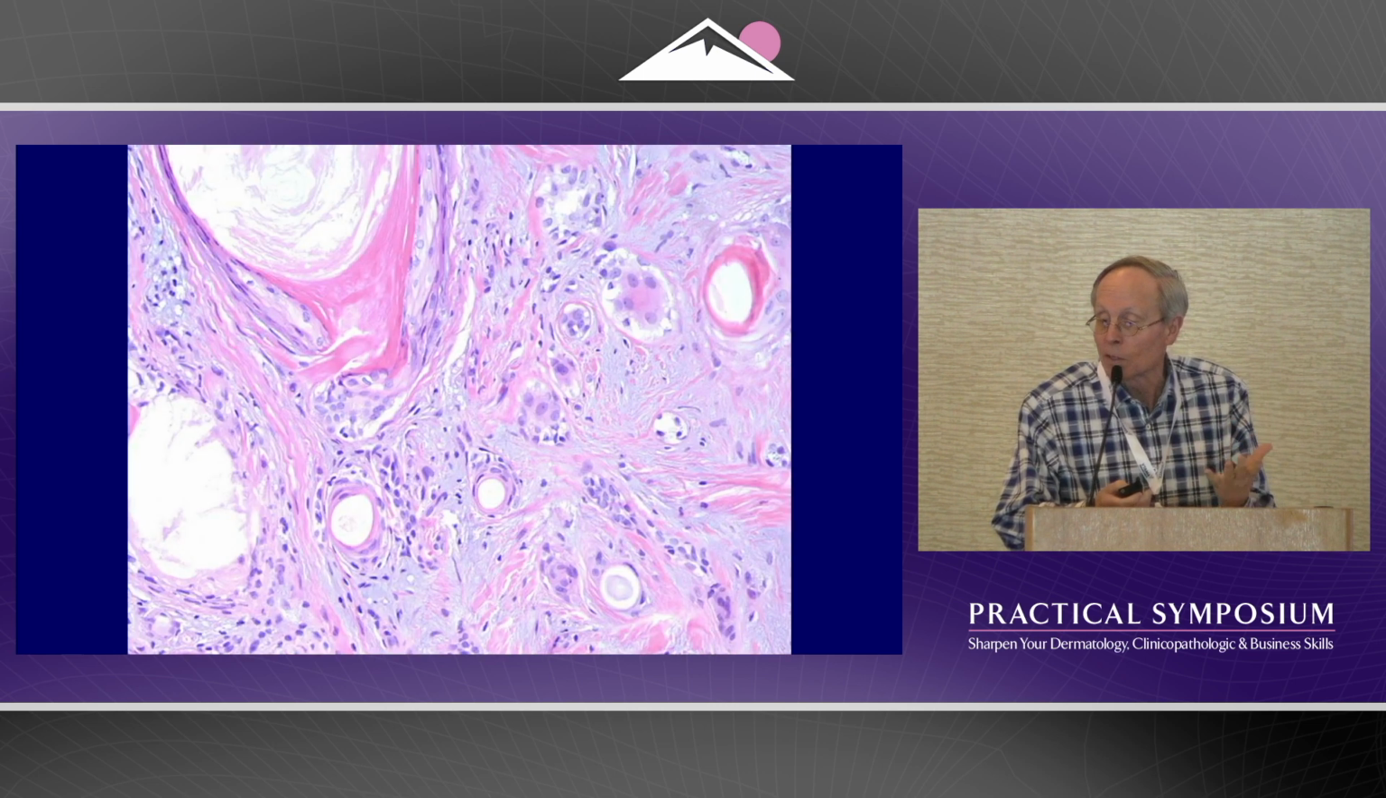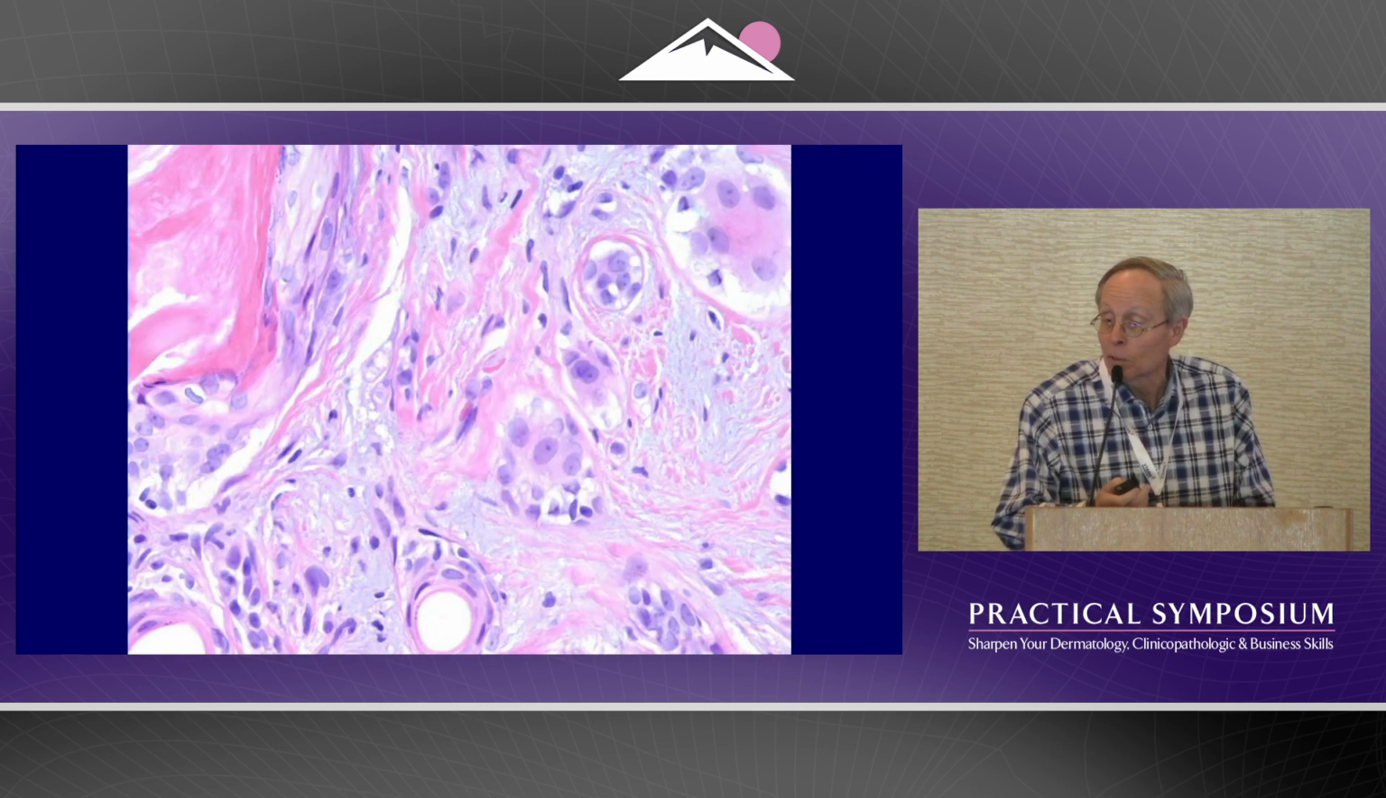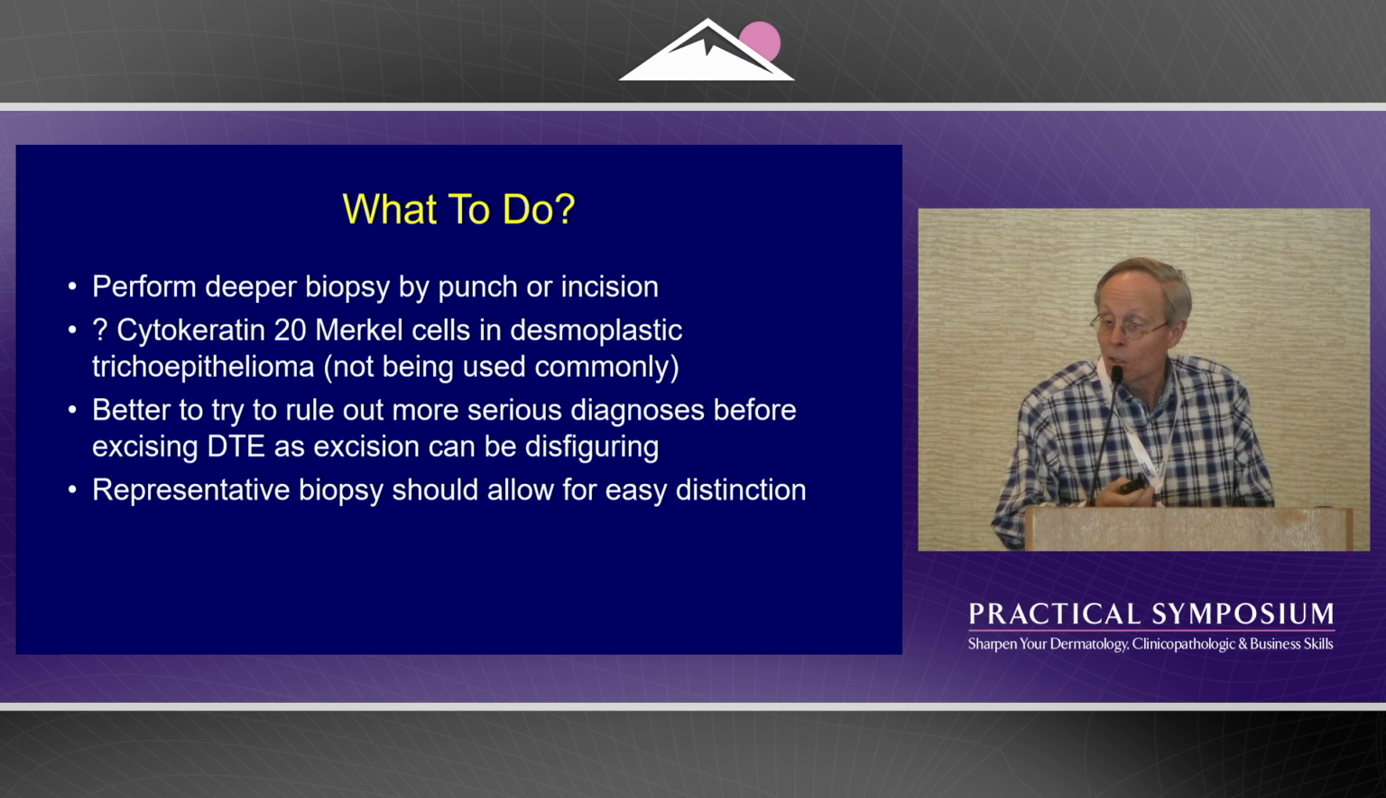And so the treatment of this basically is Mohs micrographic surgery. You need to map these things out and get rid of these things because they can be pretty aggressive and they can recur and cause problems. So what do you do here? You obviously want to take a deeper biopsy.